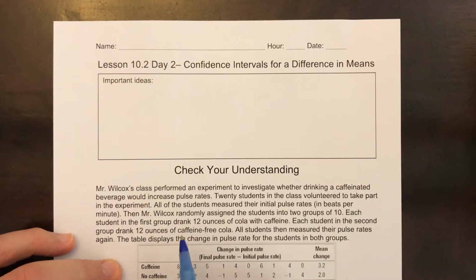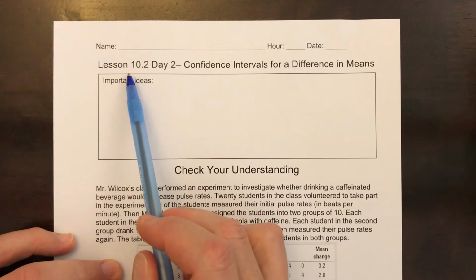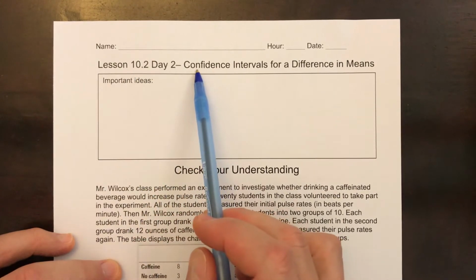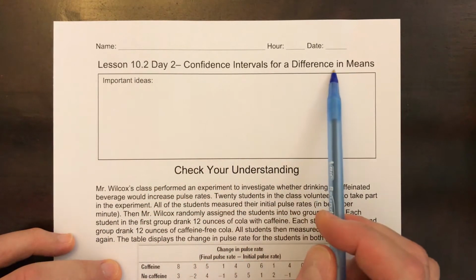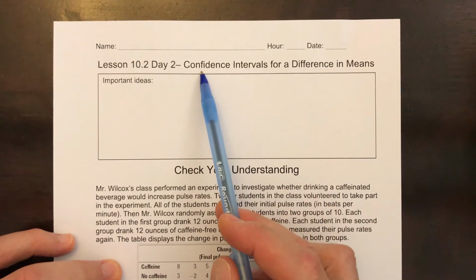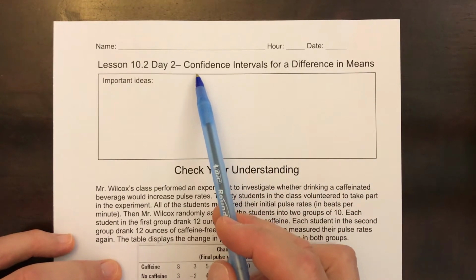All right, so we're back here for part 2. And for this lesson here, we're going to talk about the confidence intervals for a difference in means. This is also a worksheet from the StatsMedic website.